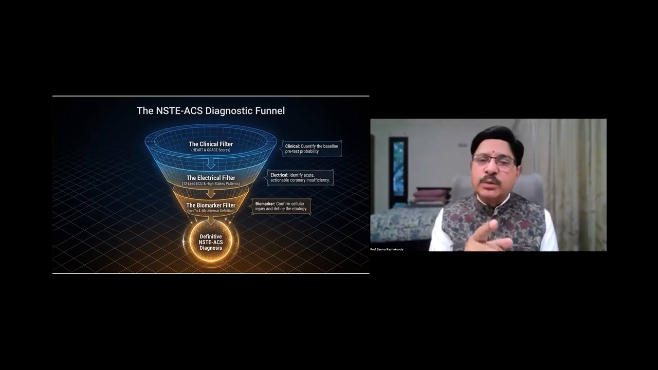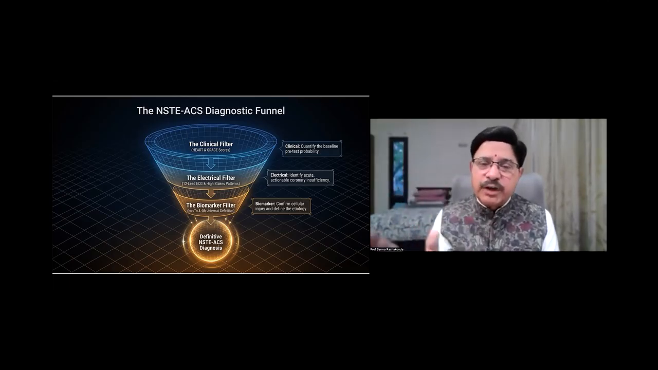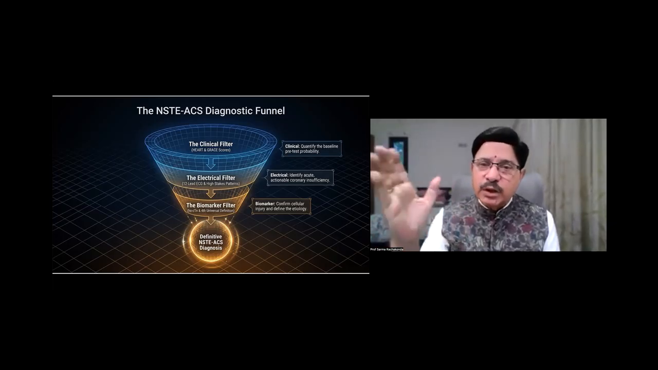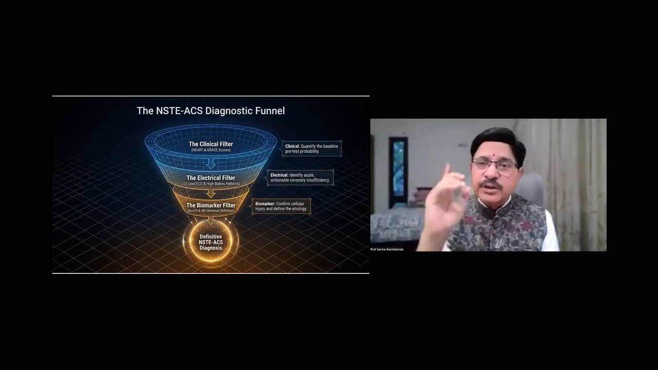HEART score, I told you last time, 0 to 3: the pretest probability of ACS is very low. You can send him home. Between 4 to 7, it is an intermediate probability. You cannot discharge. You need to keep him, observe, evaluate, and then only decide. Above 7, that is 8, 9, 10 on the HEART score, you have to rush him to the cath lab. That is the first filter.